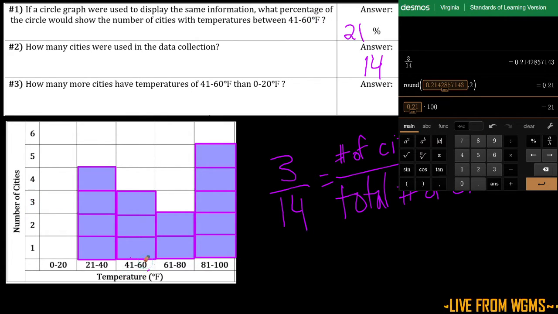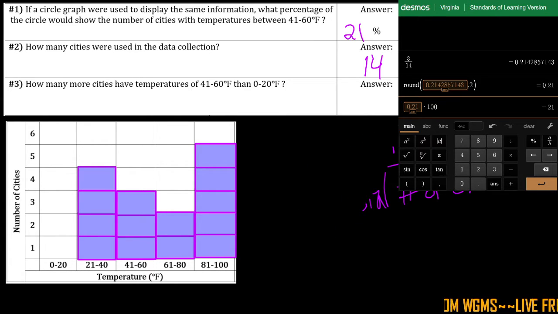Let's find out how many more temperatures of 41 degrees are there more than the other interval of 0 to 20. So let's actually find that. So let me get rid of this stuff real quick. Again, if you ever need to pause, rewind, replay, any of that is certainly in there as well.